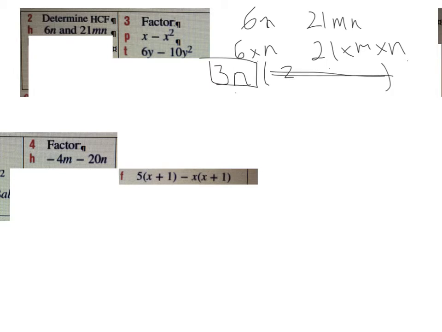So for the highest common factor, we look for the letters that are the same. That becomes one of the things. We look at the numbers and we see what's the highest thing that goes into both numbers, or that can be divided into both numbers. Okay, let's have a look at this next one.